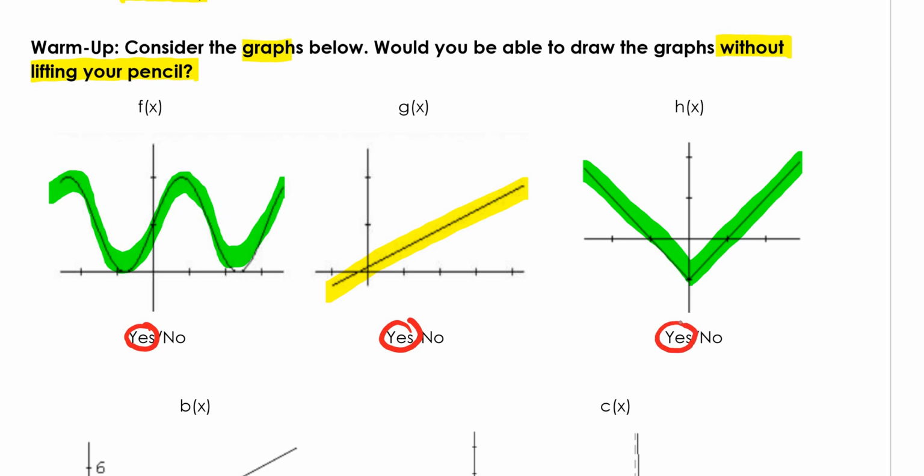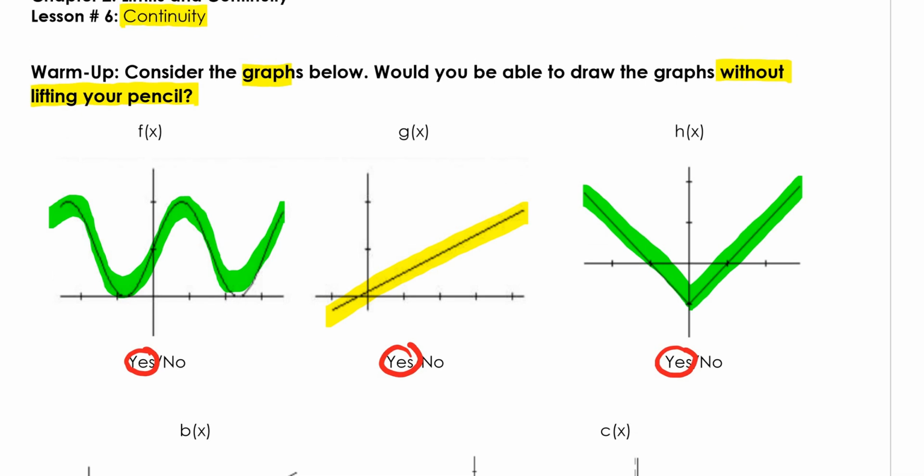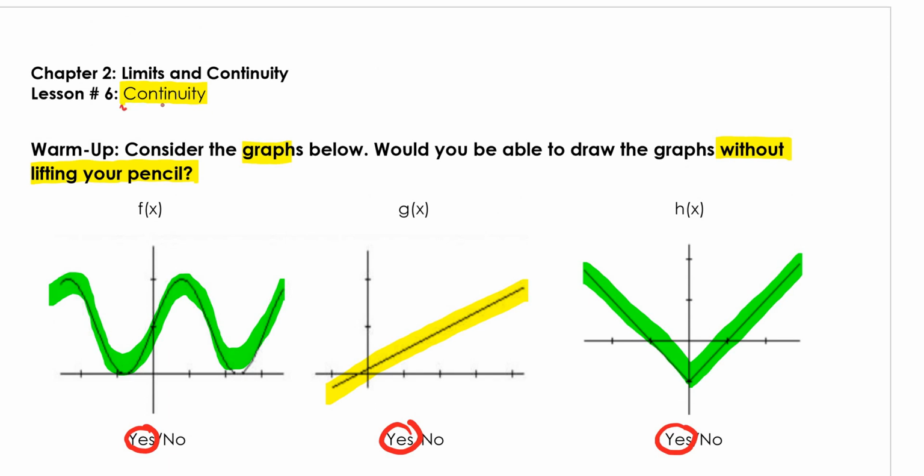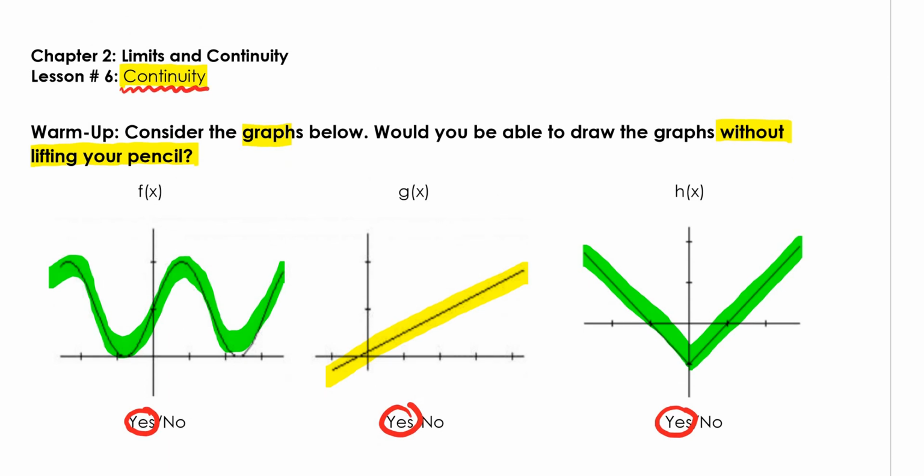Okay, so it looks like the first three graphs all have one similar pattern, and that is they're very easy to draw, and we can say that they're continuous, which falls in line with this lesson, which is called continuity.